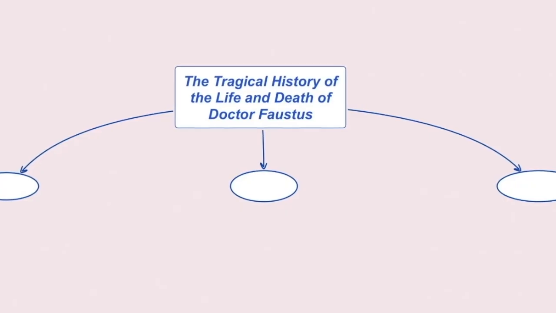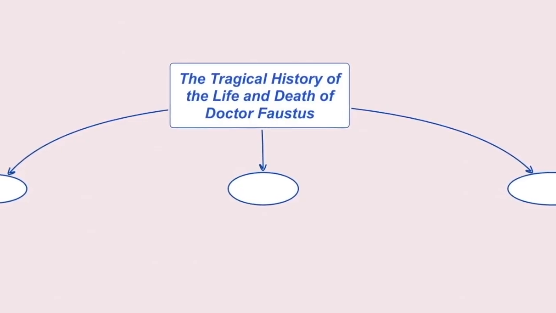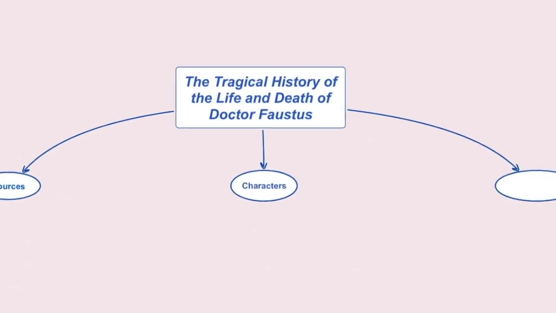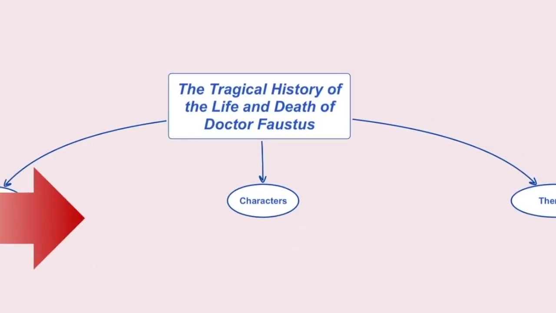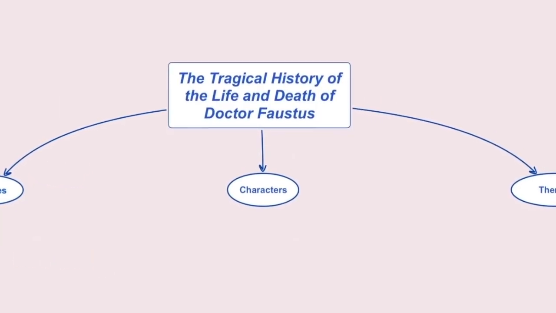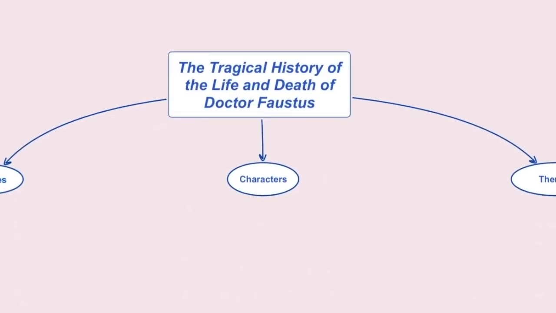To give you a clear visual structure in the mind map we are building together, we focus on 3 literary elements: sources, characters, and themes. You'll read it like a page in a book, from top to bottom and from left to right. At the very top of your page, write the full title of the work, The Tragical History of the Life and Death of Dr. Faustus.